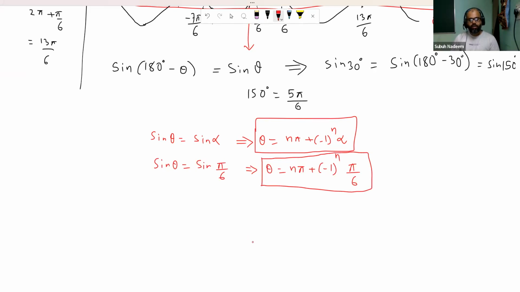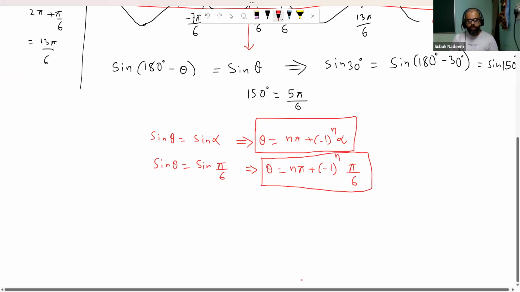So this is how we write it. Now, if you see, this covers all the angles which we are discussed above. For example, if n is equal to 0, then theta is equal to 0 pi plus minus 1 to the power 0 pi by 6, and 0 pi will be 0 and minus 1 to the power 0 will be 1, so it will be pi by 6.